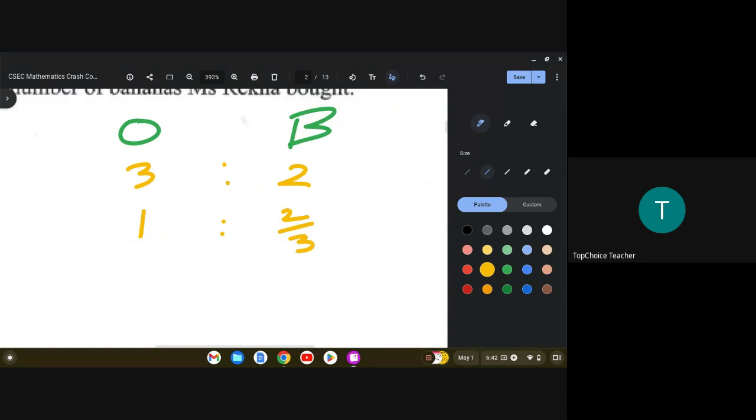Because look at it, the number of oranges is always bigger than the number of bananas. So if we have 1 orange, right? Orange 1, this number has to still be bigger than the number of bananas. That is how we do these ratios. This is how we do a general ratio.